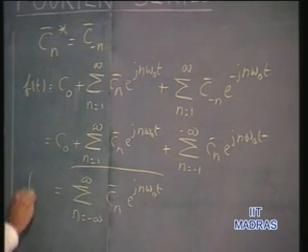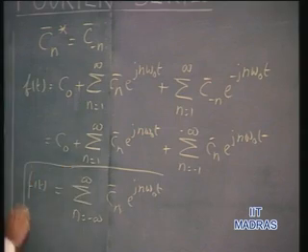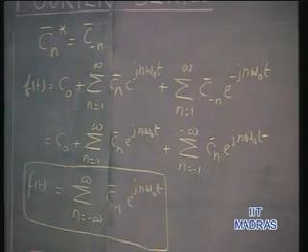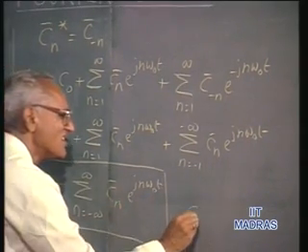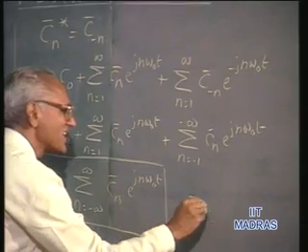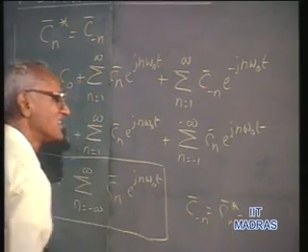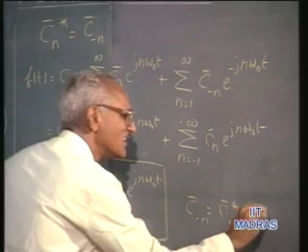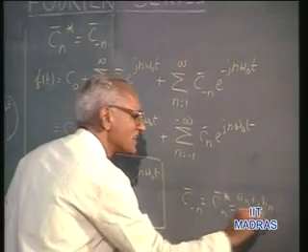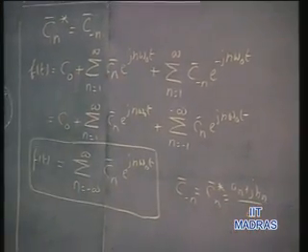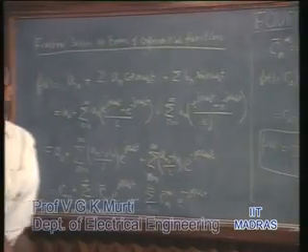This is f of t, where we observe that C minus n is Cn conjugate, which is an plus jbn upon 2, because Cn conjugate is an plus jbn upon 2.